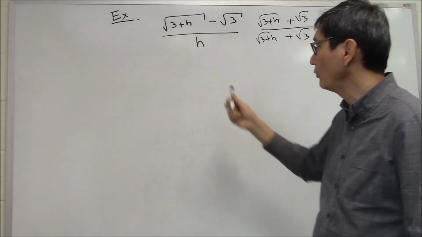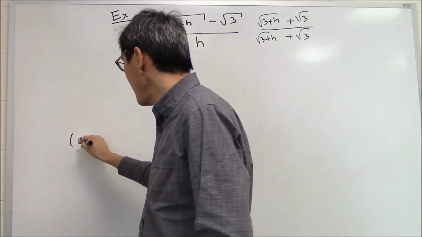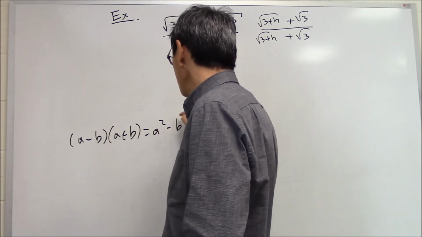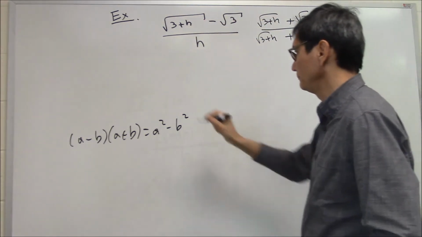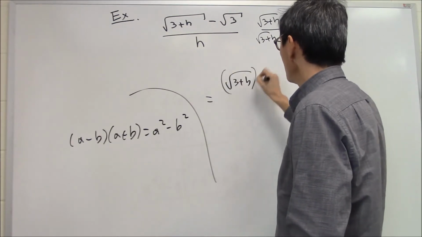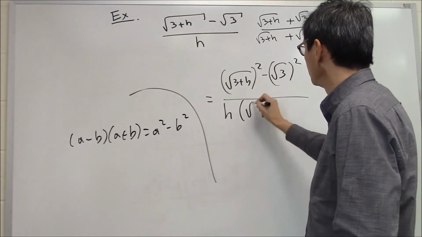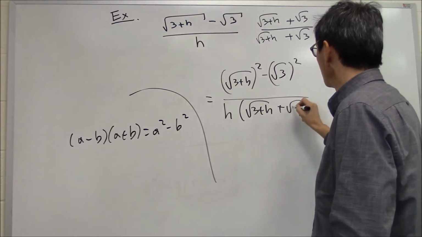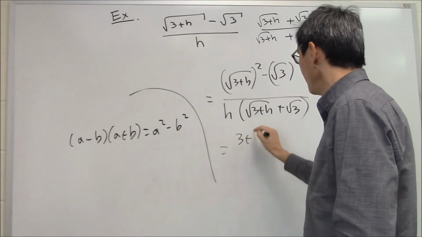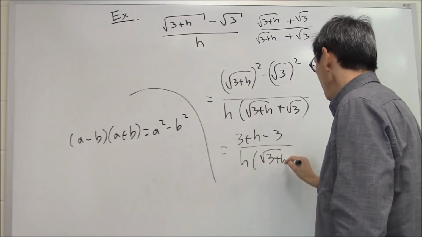Then the expression on top will be, you can FOIL it, but that is the formula a minus b times a plus b. If you remember, that equals the difference of squares. So that is going to be on top. You get square root of 3 plus h squared minus square root of 3 squared. Copy the bottom: 3 plus h minus 3 over h times square root of 3 plus h plus square root of 3.